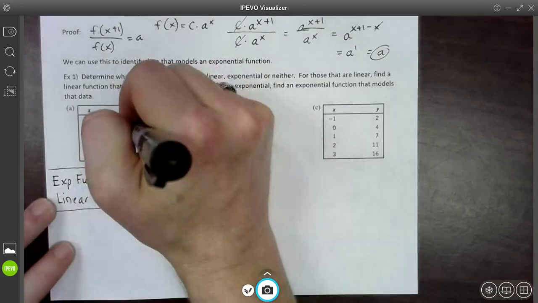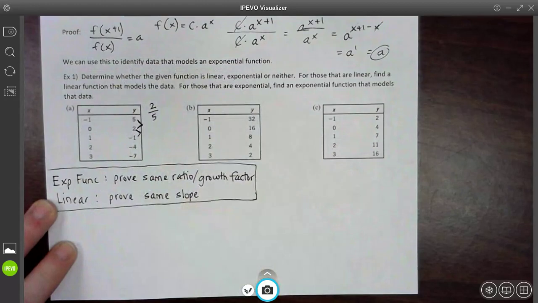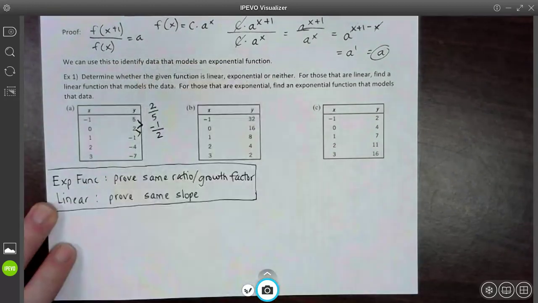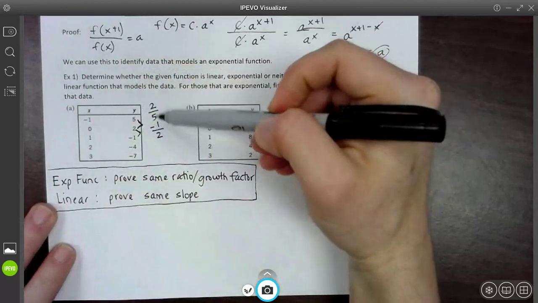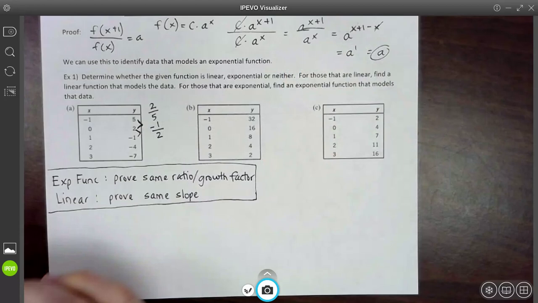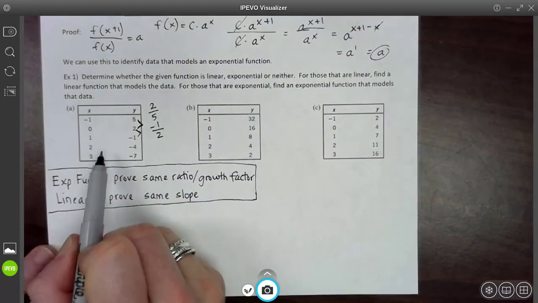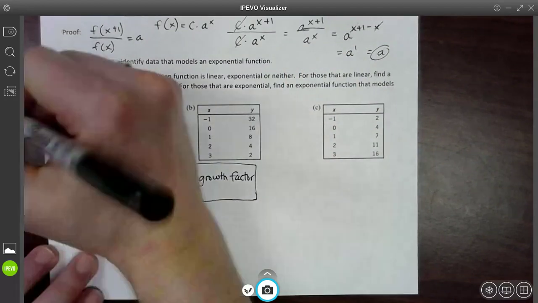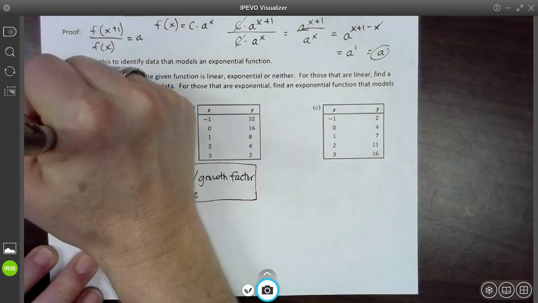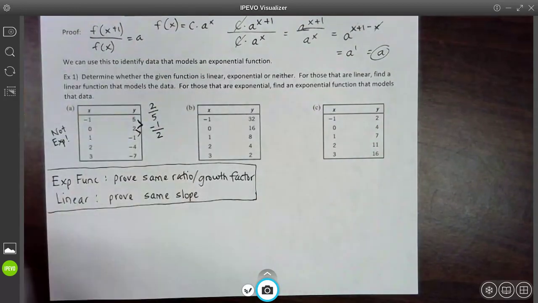But guys, go grab the next 2. What it became over what it was, -1 over 2. That is definitely not the same growth factor, not the same ratio between consecutive outputs. So we can stop right now, and this is definitely not exponential data. All right, is it linear data? If it's linear data, we want to prove that they have the same slope in between points. The rate of change between your data is the same.